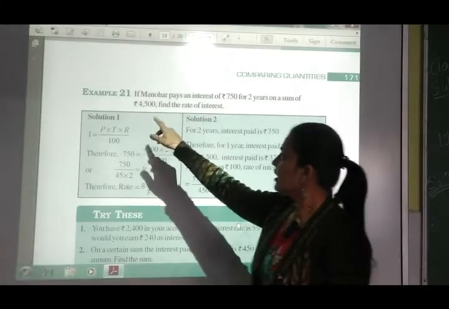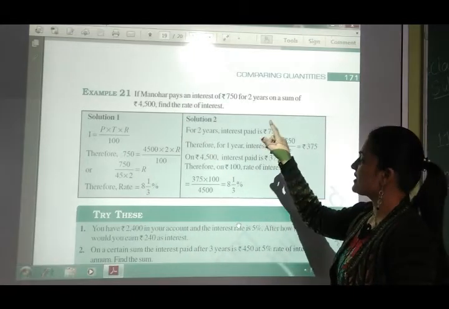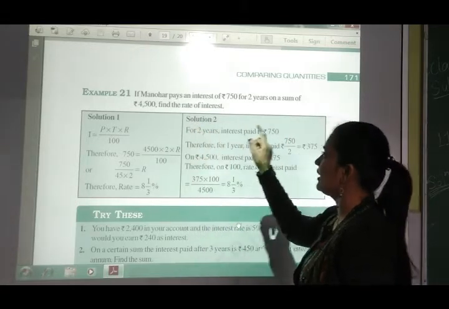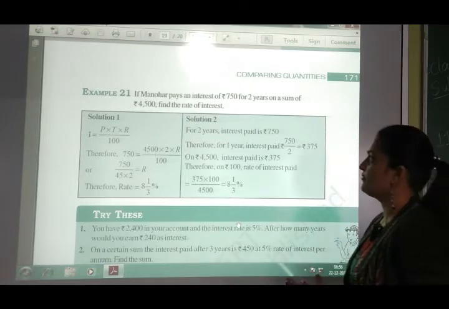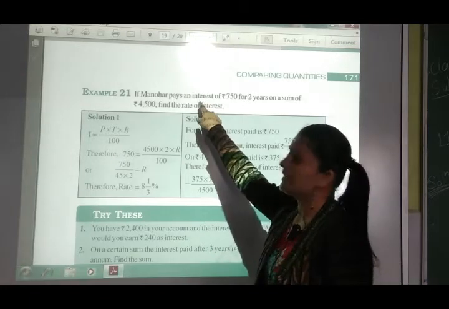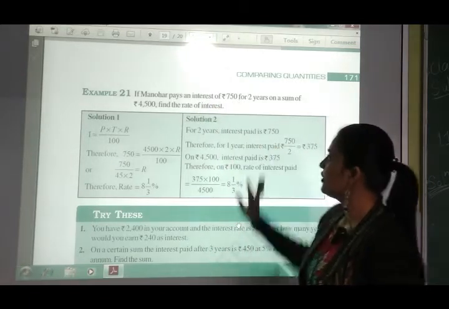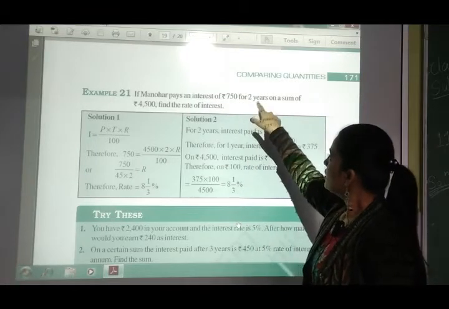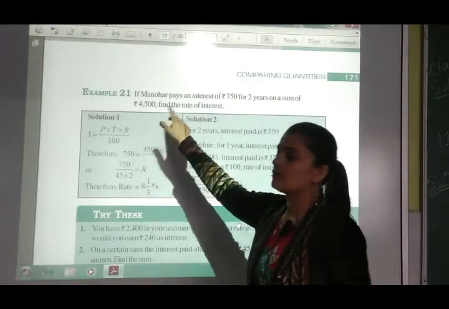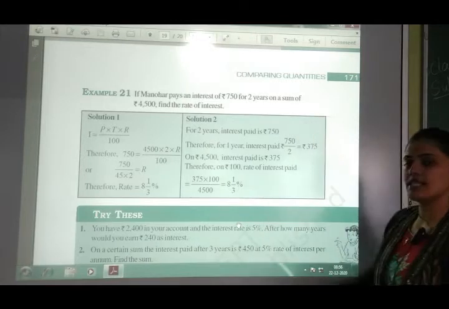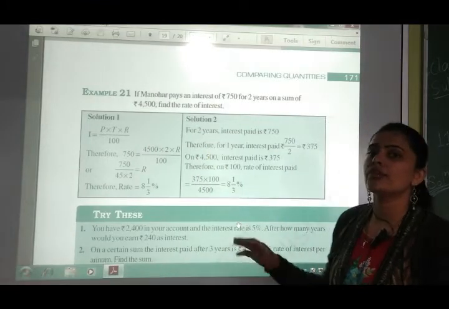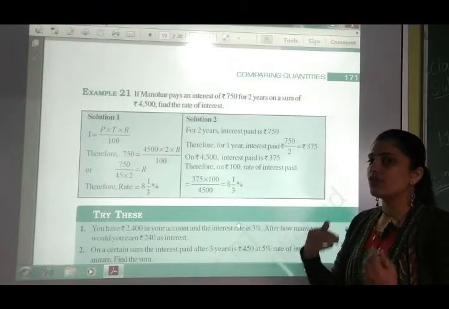Example 21. If Manohar pays an interest of rupees 750 for 2 years on a sum of rupees 4,500, find the rate of interest. What is given, we will see first. Rupees 750 is not the principal, it is the interest. Interest is equal to rupees 750 for 2 years. Time is given as 2 years. On a sum of rupees 4,500, the sum here is the principal. Principal is equal to 4,500. We have to find the rate of interest, that is R%.